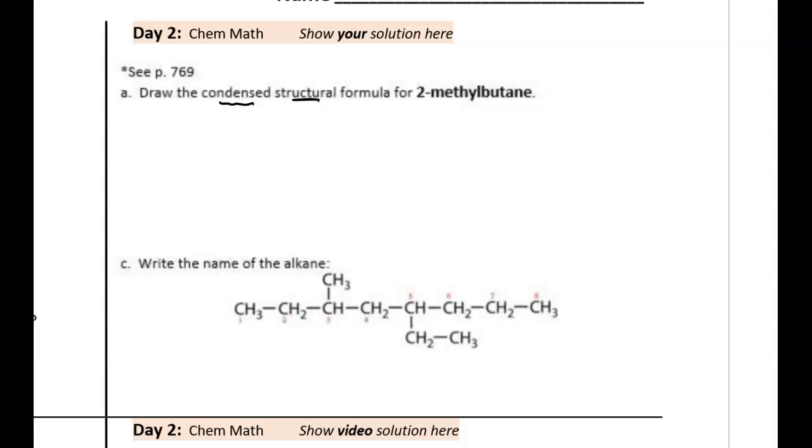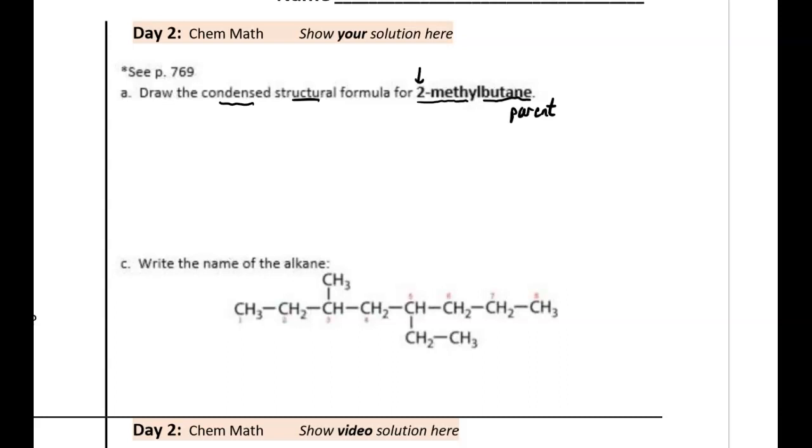Let's focus in on this name. It has a few parts to it. The end of the name, butane, tells us the parent chain. The parent chain has 4 carbons in it and all single bonds. This part of the name tells us there's a methyl group attached at the second carbon of the parent chain.